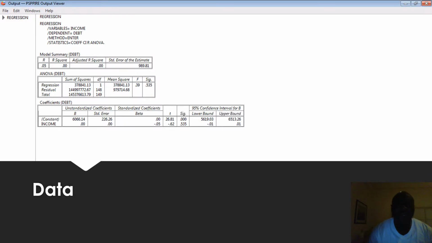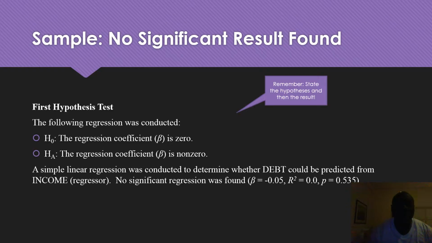So for this first test, the result is no significant result was found. Using the hypothesis test, the following regression was conducted. A simple linear regression was conducted to determine whether debt could be predicted from income. No significant regression was found based on the values in front of us. P equals 0.535, which is higher than 0.05.